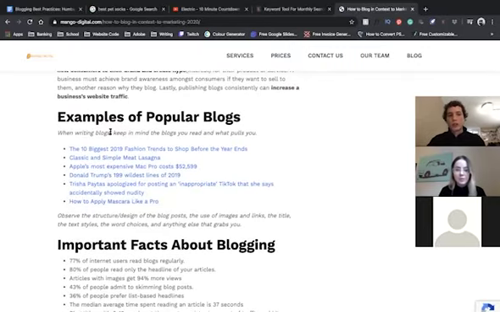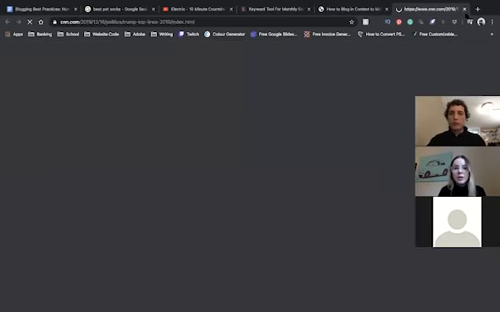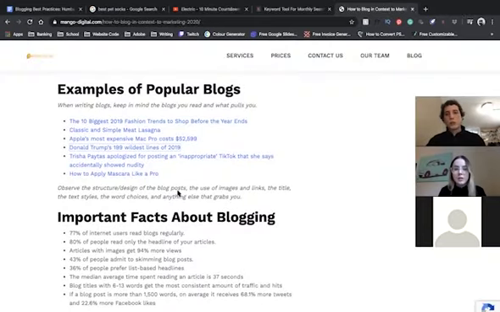examples of popular blogs. And these are the hyperlinks I was talking about. Instead of putting the links directly, because in this case you wouldn't understand what the links are about if I just copy and pasted them in there, I put the title of the article, and then you can click on any of these just like that. These are some good blog posts that are unrelated to the dog industry, but you can get an idea of the headlines and how they pull people in, like Donald Trump's 199 wildest lines of 2019. It just pulls you in.